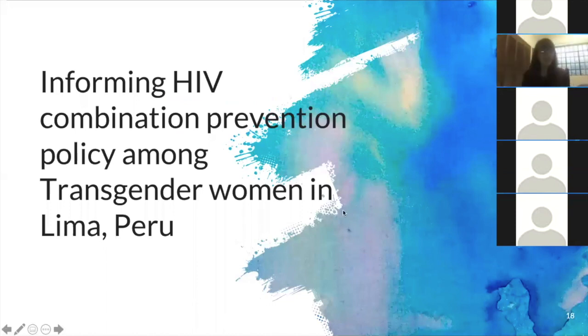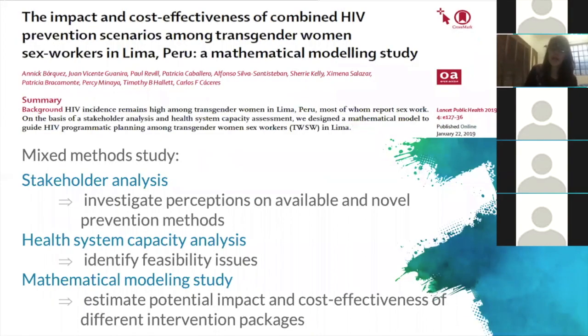So the second study I want to talk to you about is a more recent study that I did informing HIV combination prevention policy among transgender women in Lima, again. This was published in the Lancet Public Health last year, and it was a mixed method study. Basically, it was a three-component study.